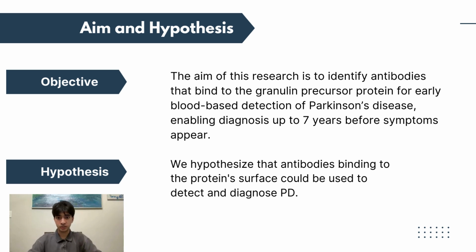So, aim and hypothesis. The objective of our research was to identify antibodies that bind to the progranulin protein for the early blood-based detection of Parkinson's disease, possibly enabling diagnosis up to 7 years before symptom onset. And we hypothesized that antibodies binding to the protein surface could be used to detect and diagnose Parkinson's disease.